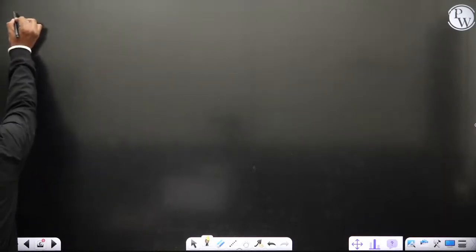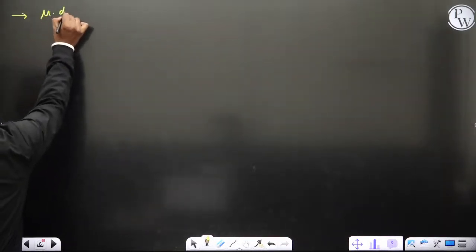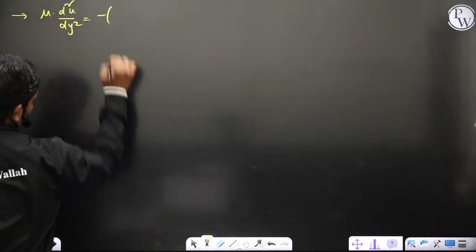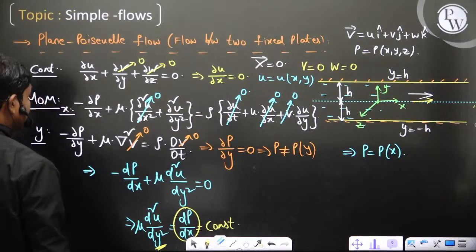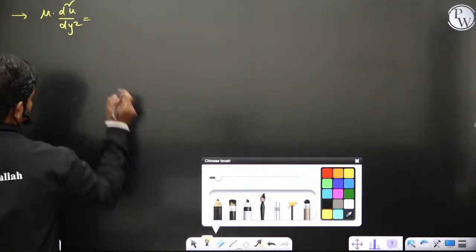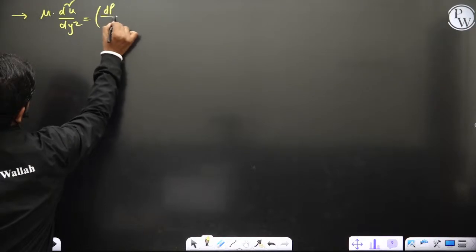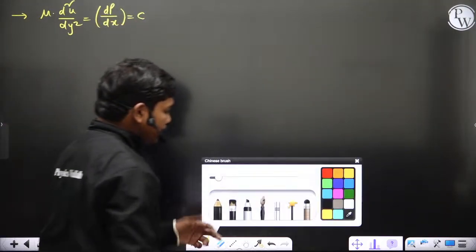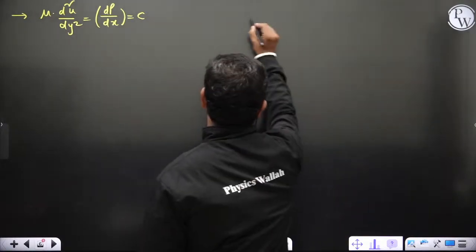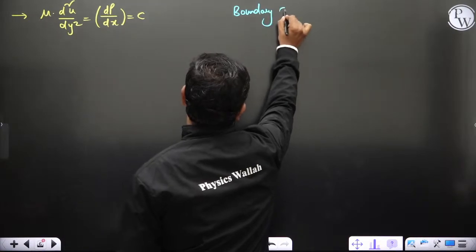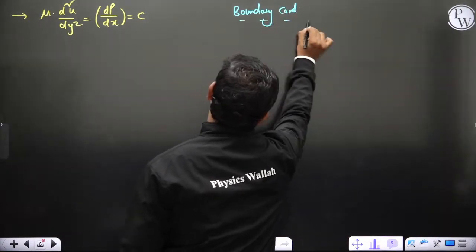First of all, let us write the equation. The equation is d²u/dy² is equal to minus, no, there is no minus sign I guess. Yeah, no minus sign. This is dp/dx, which is actually a constant. Okay, which is actually a constant. Now you have two boundary equations. What are they? Boundary conditions. What are the boundary conditions?